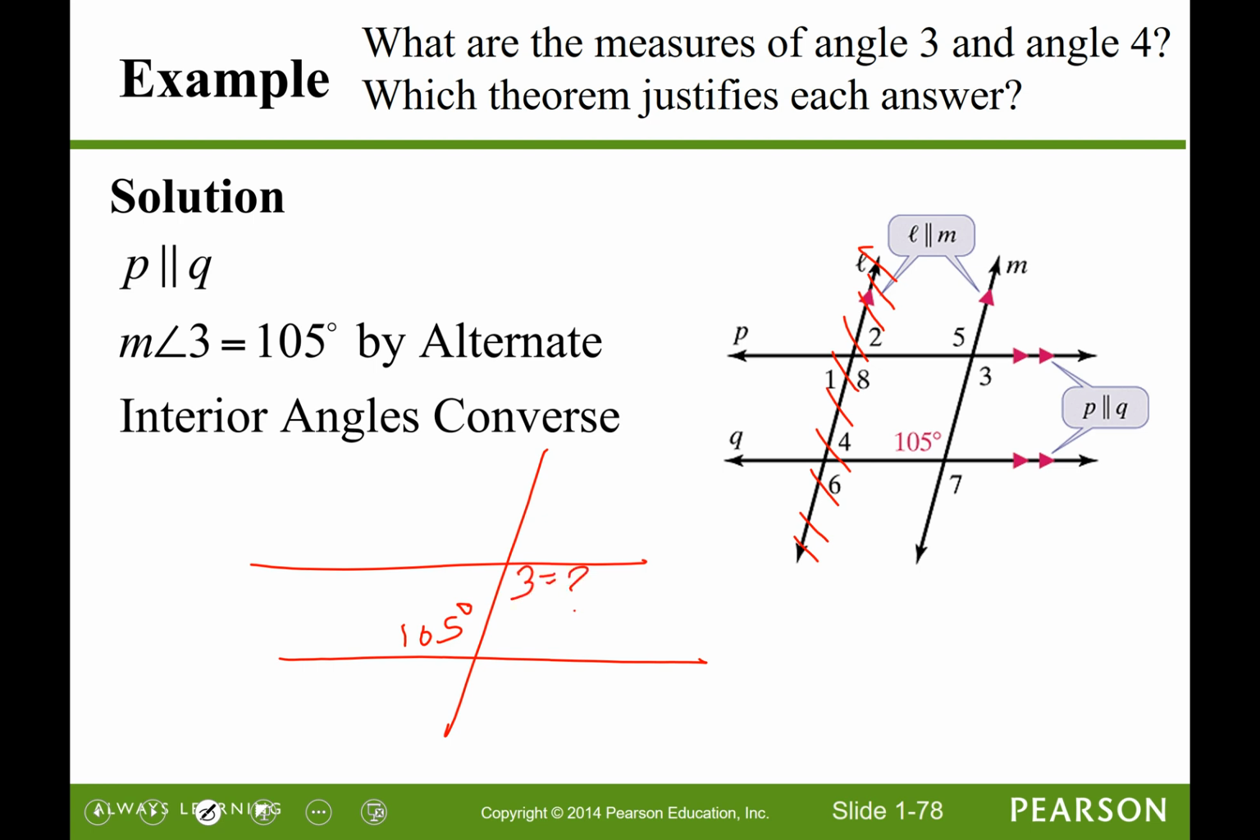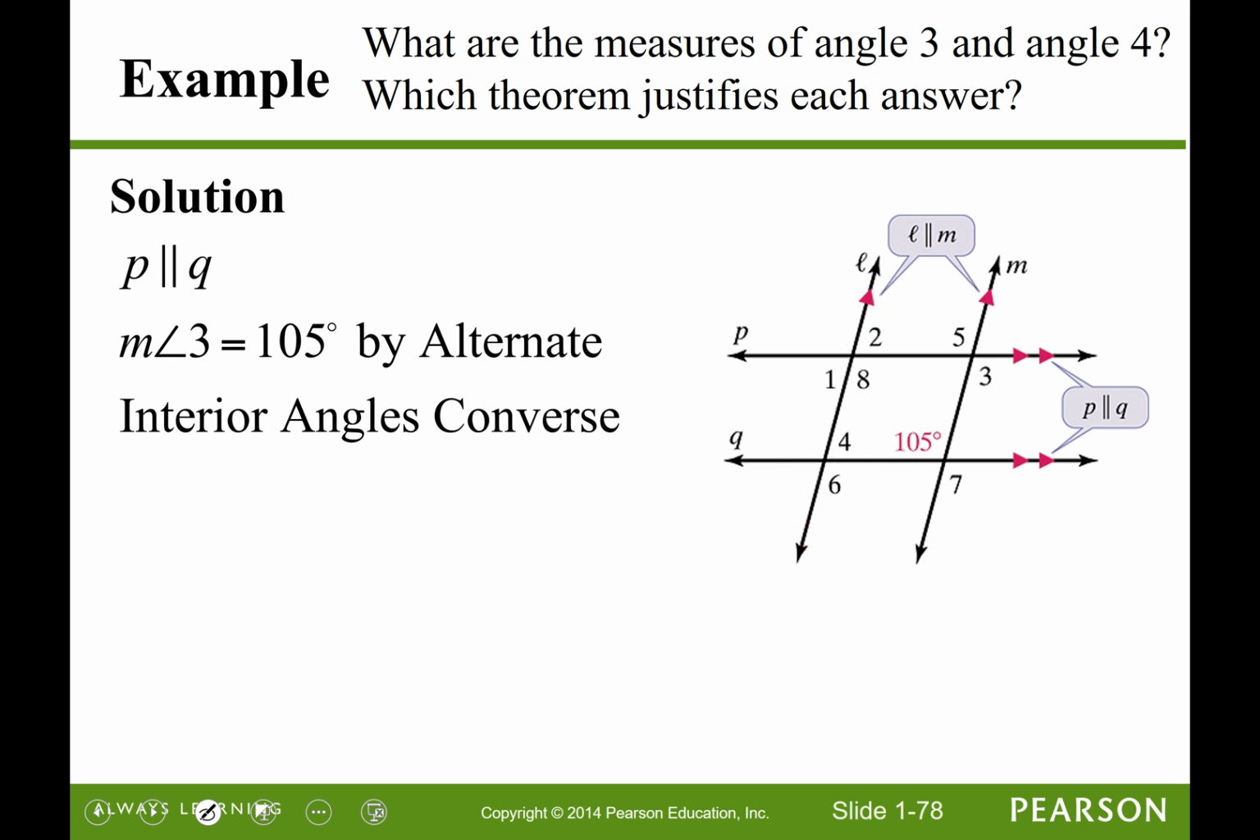And then ask yourself, well, how are those 2 lines, which are parallel, so we know we're going to be using a converse of a theorem, how are those 2 angles related? And if you said alternate interior angles, you got it right. So that means that they are congruent by alternate interior angles converse.